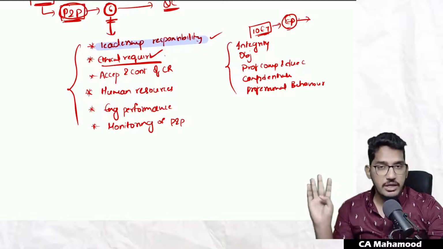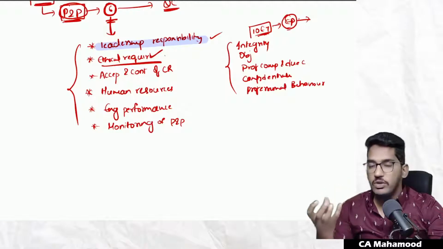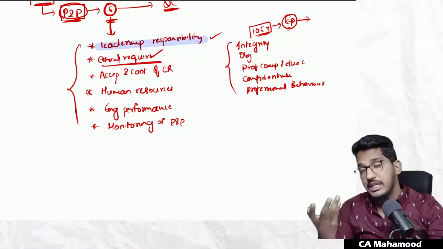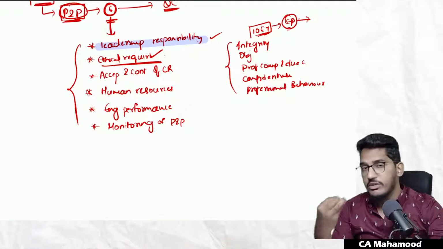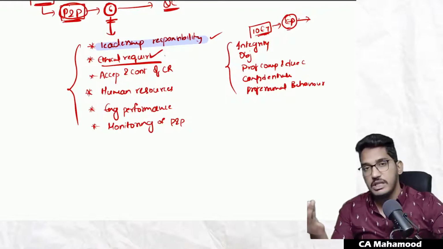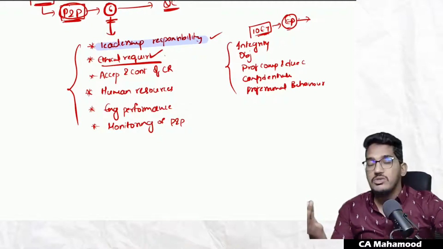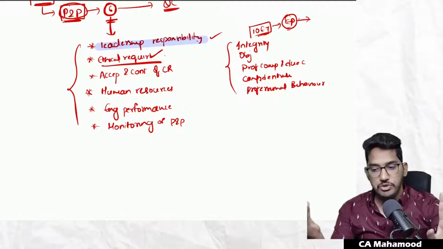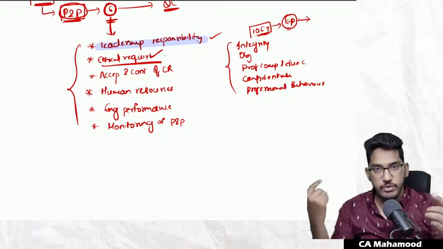Number 4, confidentiality. All your engagement team members should maintain confidentiality. What do you mean by confidentiality? Maintain secrecy over the client's affairs. During the course of the audit, you might get to know some confidential information regarding the client. Will you go and disclose that information to a third party? No, you should not do it. That confidentiality, each and every one of you has to maintain.